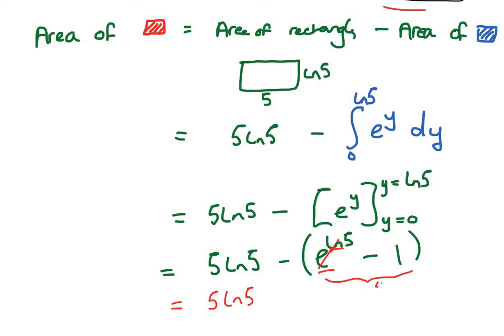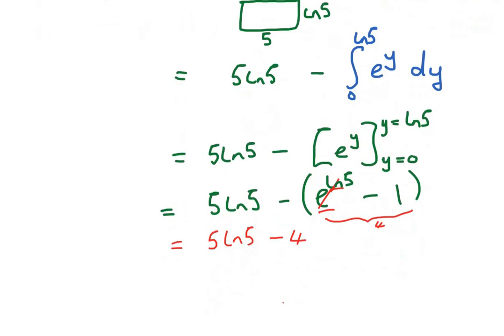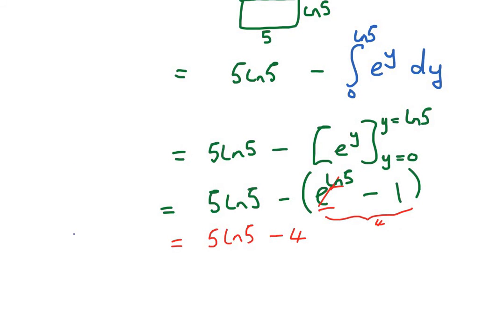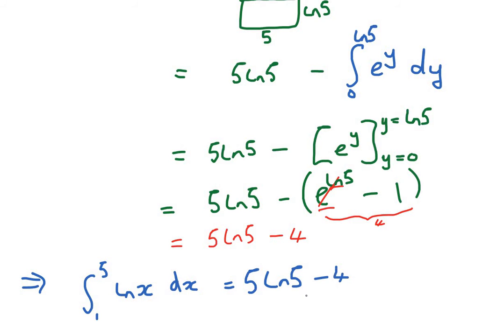Inside this bracket, we're now going to have 4. So it's going to be minus 4. And that is the final answer there. So the area of the red region is just 5 natural log of 5 take away 4. So let me just summarize. This implies the definite integral between 1 and 5 of natural log of x dx equals 5 log 5 take away 4.